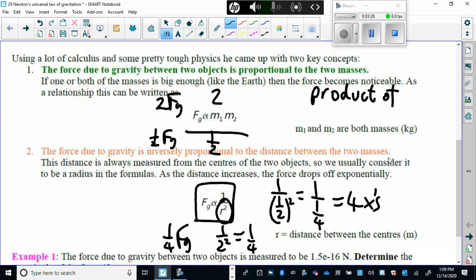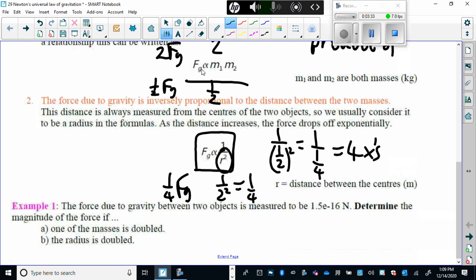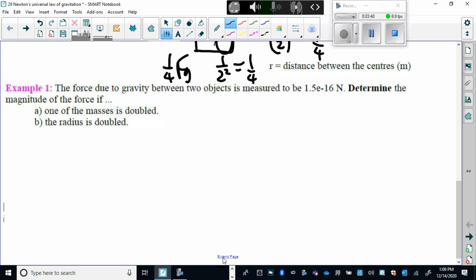Okay, so now we should be able to do example number 1. So those are our two relationships. Directly proportional to the product of the masses. Inversely proportional to the radius squared, or the distance squared.